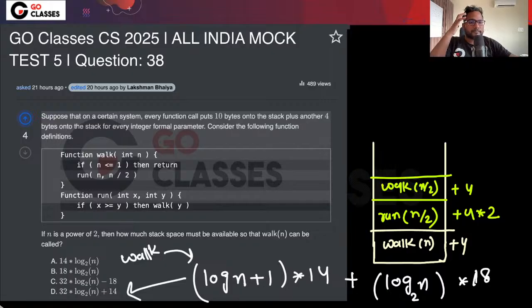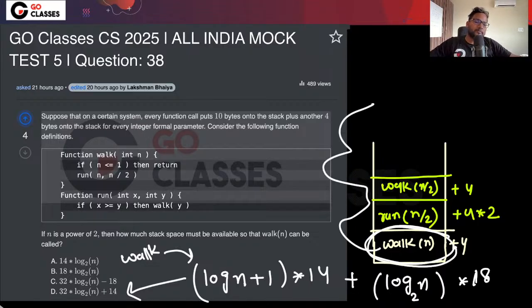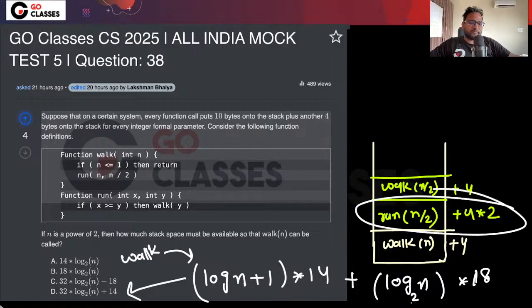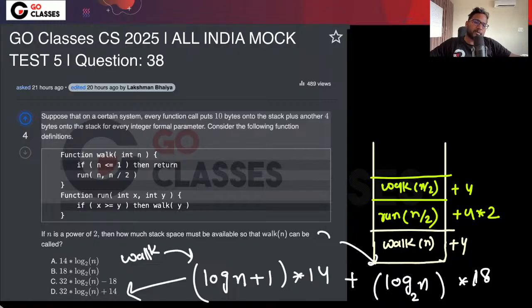Let me know if that is okay to everyone. So it was an easy question only. You just need to observe how many times walk will be called, and then one lesser times run will be called, and how much each run will be taking, and how much each walk will be taking. Like that you can solve this question. So these many times run will be called. By the way, I have taken this as it is from Stanford University.